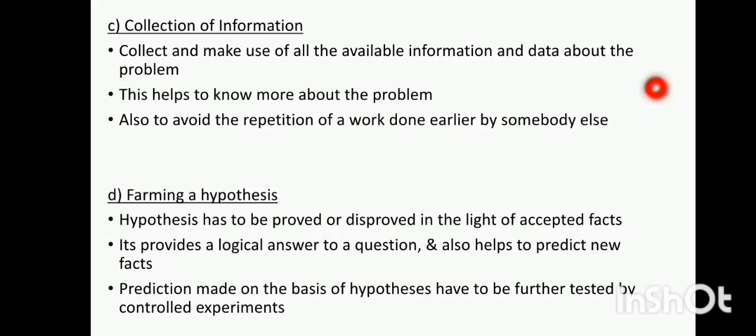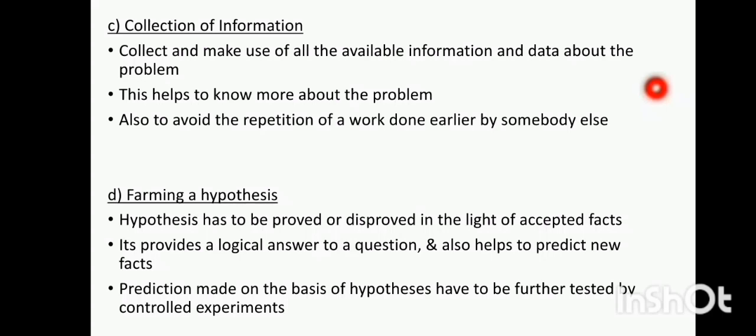Next is the collection of information. Before beginning a scientific investigation, the investigator has to collect and make use of all the available information and data about the problem. This helps to know more about the problem and also to avoid the repetition of work done earlier by someone else.